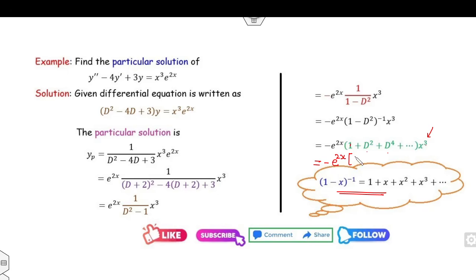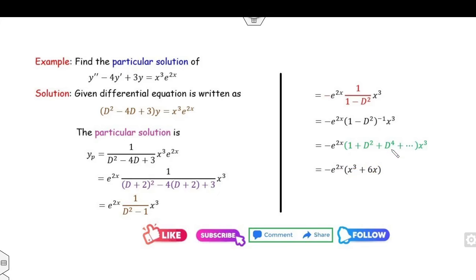Now it's a 1 into x cube. What is the second derivative of the x cube? The first derivative is 3x square. Second derivative is my 6x. Third derivative is 6. Fourth derivative is my 0. So answer is x cube plus 6x is my right answer.